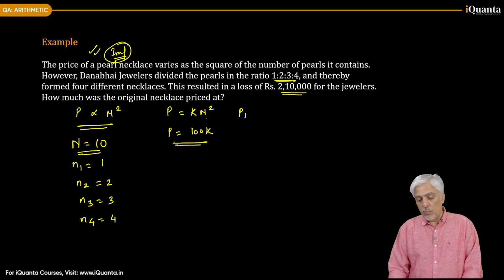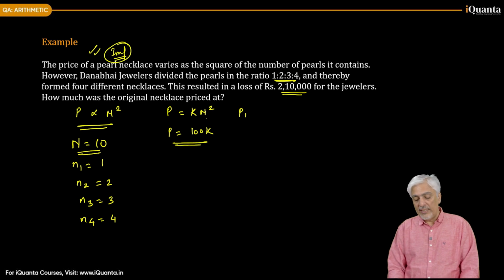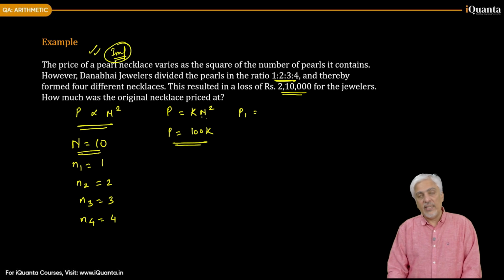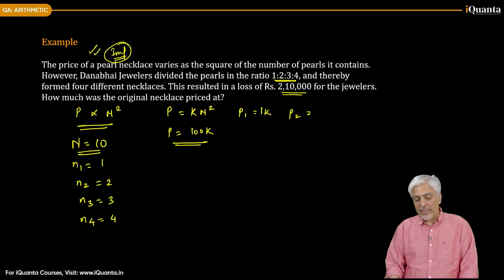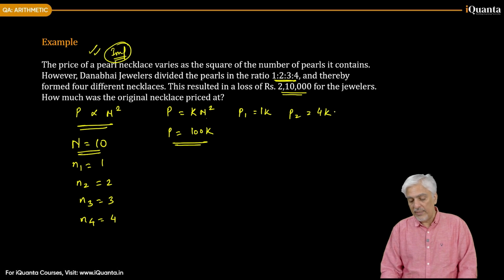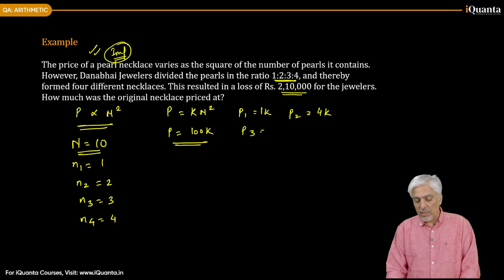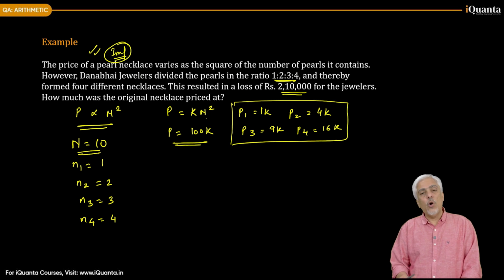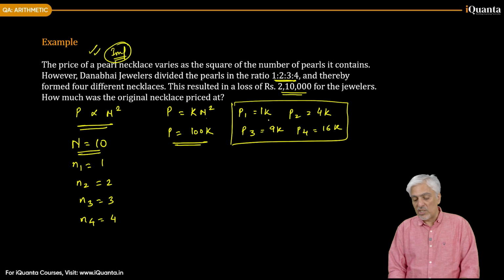What will P1 be? P1 will be K into 1 square, which is 1K. P2 will be 2 square into K, that will become 4K. P3 will become 9K and P4 will become 16K. That means after breaking up the necklace, all the 4 pieces together cost how much? 1 plus 4 plus 9 plus 16, that is 30K.